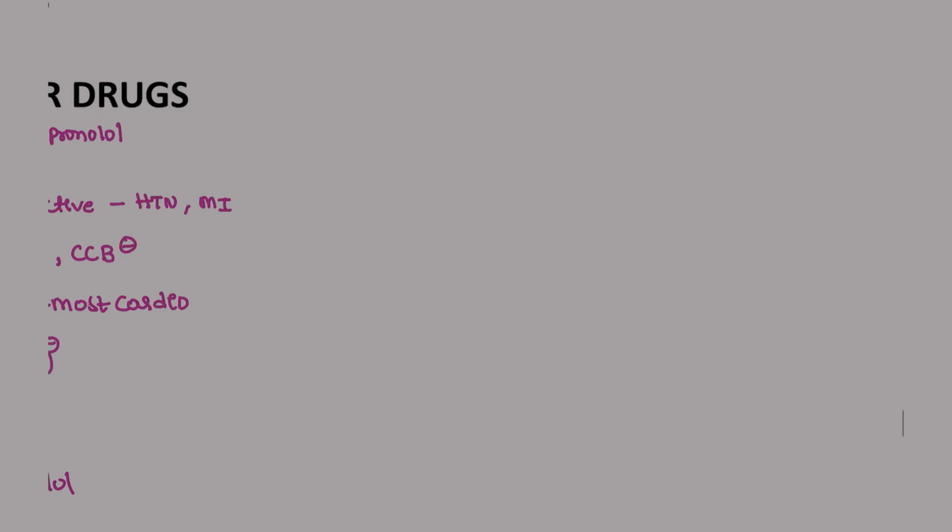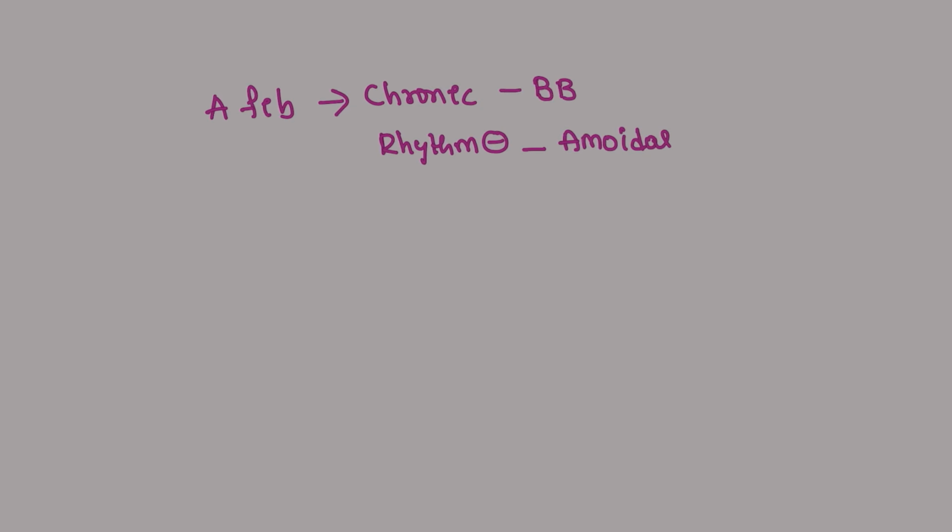And some of the important points: for example, if they give the scenario that the patient is presented with AFib, what is the drug that you are going to give? If it is a chronic type, and the rate and everything is normal, then you can choose beta blockers. But if you cannot control it and the rhythm is completely disturbed, then we can go for amiodarone.